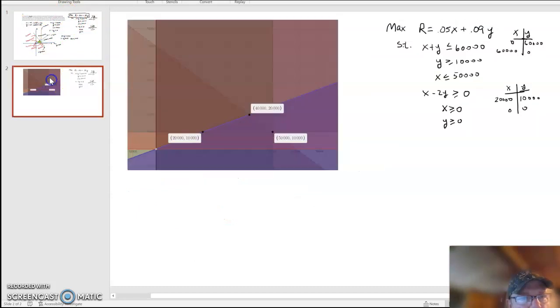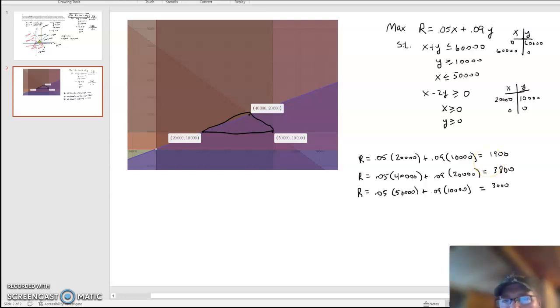Oh, by the way, I put it on Desmos as well so you can see it a little bit better. This is your feasibility region, the same triangle we had before. So we're testing those 3 points. So let me set up the test and we'll look at the results. So here's my return equation tested with all 3 ordered pairs, the 20,000, 10,000, the 40,000, 20,000, and the 50,000, 10,000. And the 40,000, 20,000 wins. You should invest $40,000 in CDs and $20,000 in the mutual fund. You'll get your largest return of $3,800.